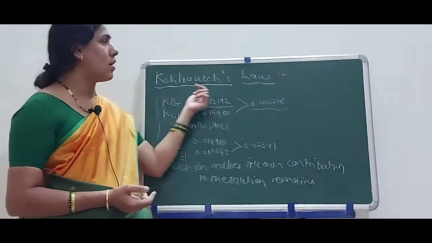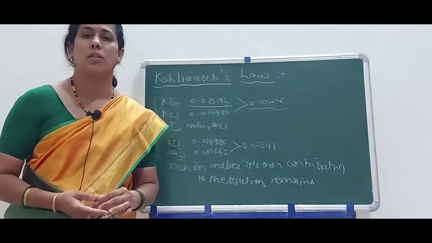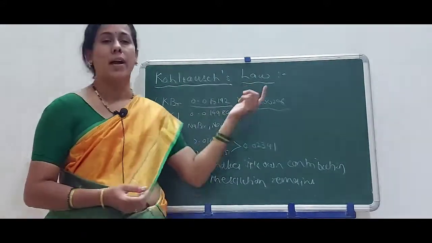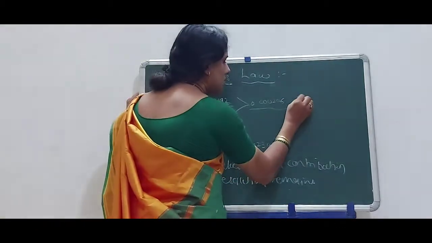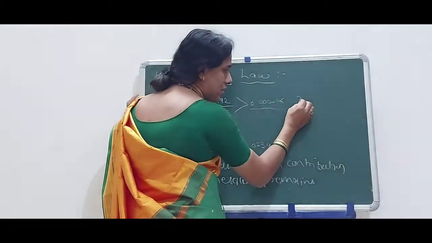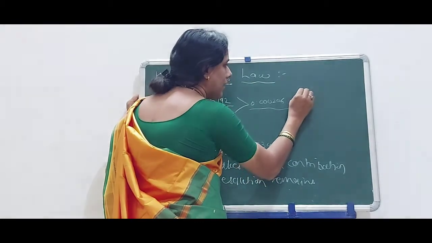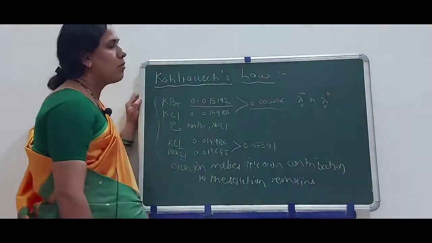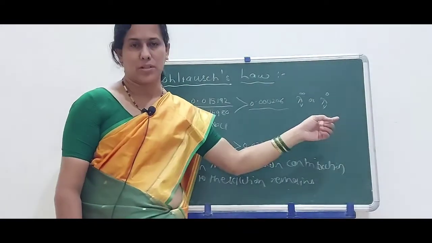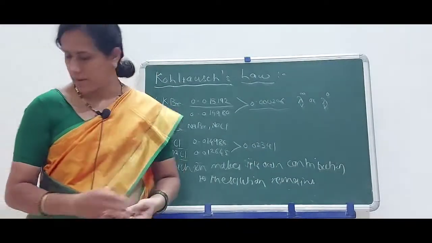Thereby, the scientist Kohlrausch suggested a law, and that law is known as Kohlrausch's law at infinite dilution. At infinite dilution, as we studied in the last lecture, is lambda v at infinity or lambda v at standard. You can use any of the notations. Now what is the statement? See here.